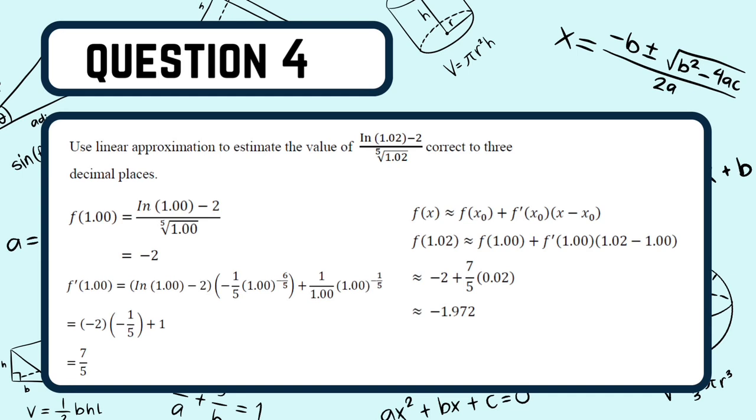For the last step, we have to use the formula, which is f(x) approximates to f(x naught) plus f prime x naught times delta x, where delta x is x minus x naught. Since we already know f(1.00) is negative 2, and f prime 1.00 is 7 over 5, for delta x is 0.02, we calculate it, and then the final answer is negative 1.972.